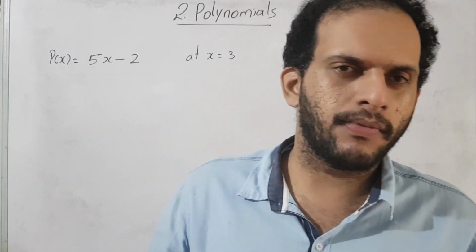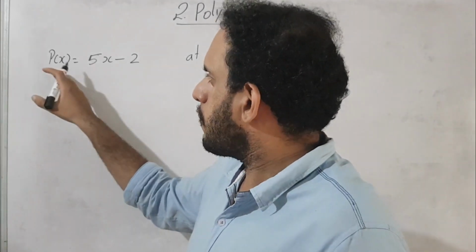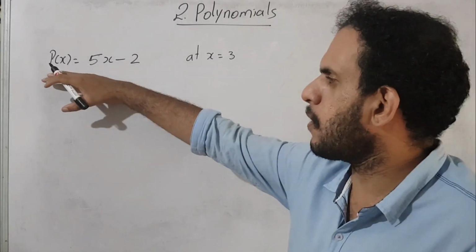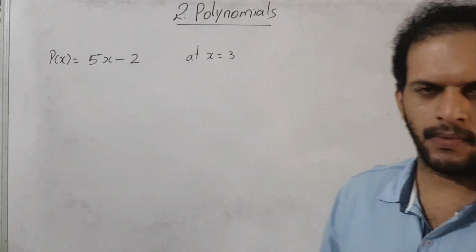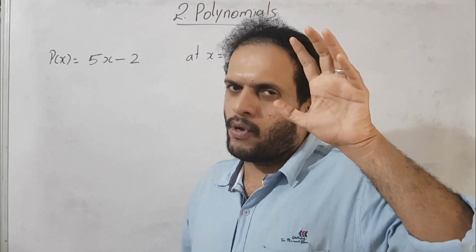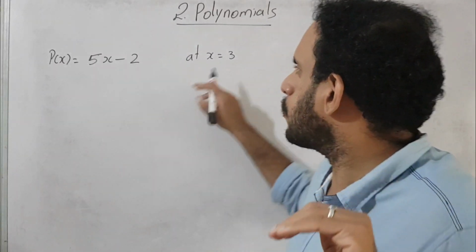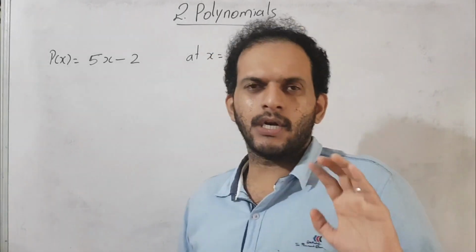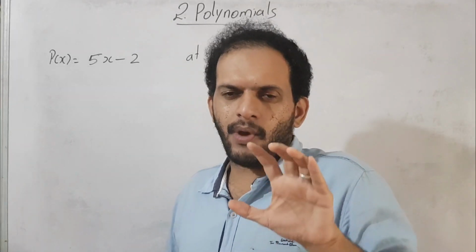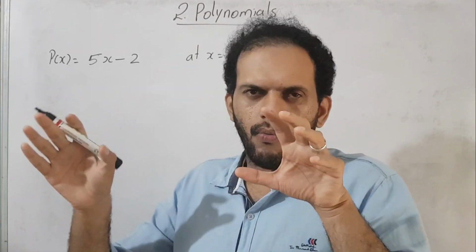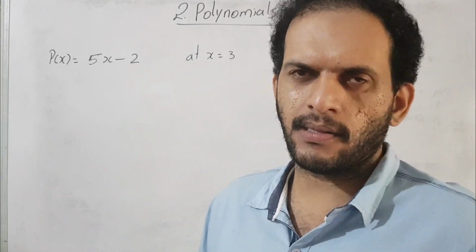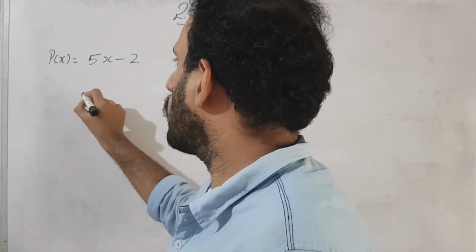How do we find the value of the polynomial? For example, p of x is equal to 5x minus 2. We need to find the value of p of x at x is equal to 3. Do you remember how we find that? Yes. Instead of x, we substitute 3. Correct. Instead of x, we use 3 to find the value of p of x. Where we have the x, we substitute the value of x as 3. Correct. So how do we find the value of p of x?